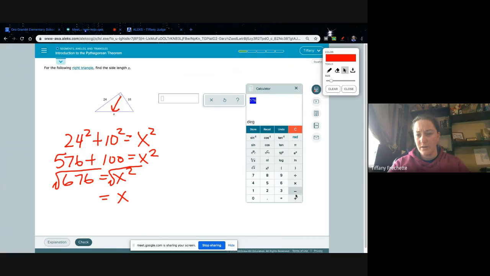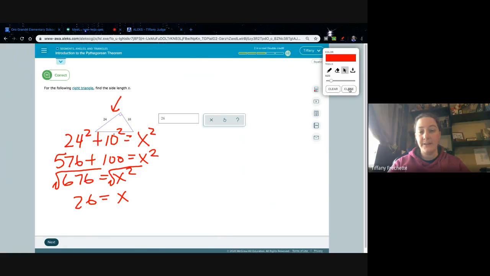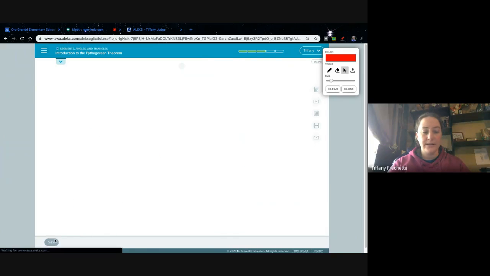Okay, so I'll go ahead and add 100 to it. Why not? Equals, and then it's already highlighted. So if I hit square root, it puts it in there correctly, and I can hit equals. So then I get 26. So I know x is 26. So I'm going to type in 26 and, oops, make sure you type it in correctly and check. All right, yay. And then clear and next.